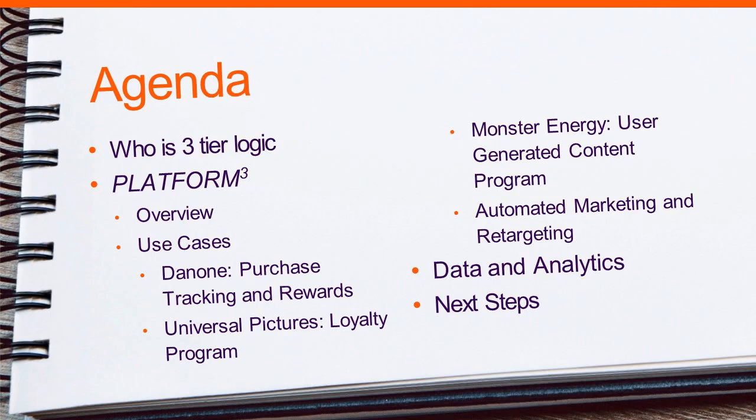Next slide, please. So for the agenda today, I'll start with a very brief introduction of us, Three-Tier Logic. We'll spend most of our time today exploring our technology. We call it Platform 3. We have found that the best way to demonstrate our technology is through the use of case studies. So we will be reviewing a case study on Danone yogurt on a gift with purchase promotion. We will then explore a case study on Universal Pictures, a loyalty program. We will then take a look at a Monster Energy user-generated content and fan voting promotion. Then we'll take a look at some automated marketing and retargeting strategies. We'll review some data analytics and then open it up to questions, comments, or feedback.